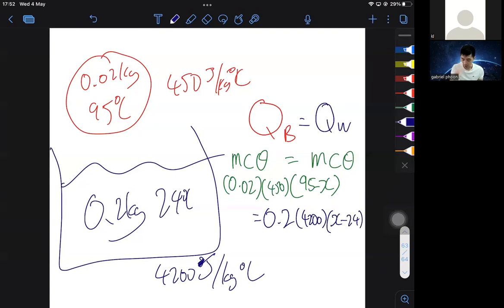From here, you will have found that this equation is equal to this equation here. From here, it's just a matter of algebra, and you should be able to find your x. Everyone do this right now. Tell me what your x is and copy this down.